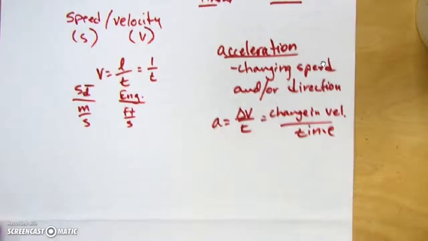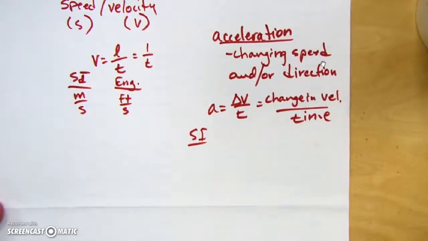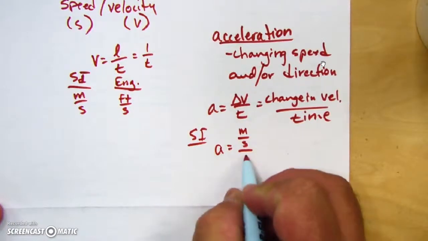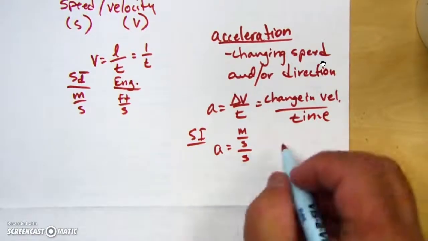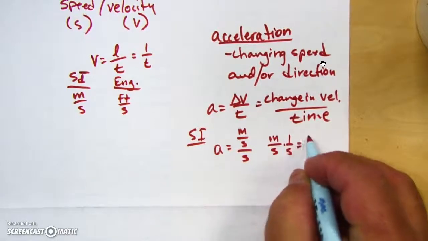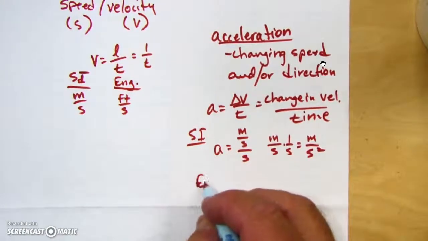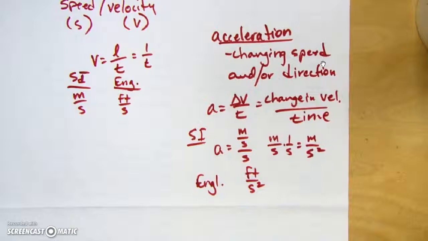Now, that brings in some interesting units. First of all, let's do the SI units, the metric units. Well, it's going to be a velocity, which is meters per second, divided by seconds. And I actually prefer to keep it that way, at least initially. The speed is changing so many meters per second each second. Now, if you remember back to your fraction days, to divide by a fraction, you multiply by the reciprocal. It reduces down to meters per second squared. In the English system, it's going to be feet per second squared.